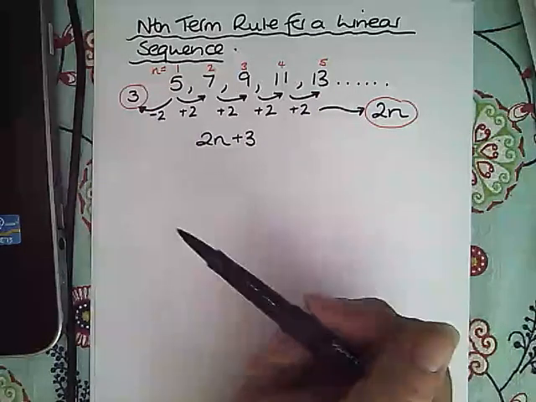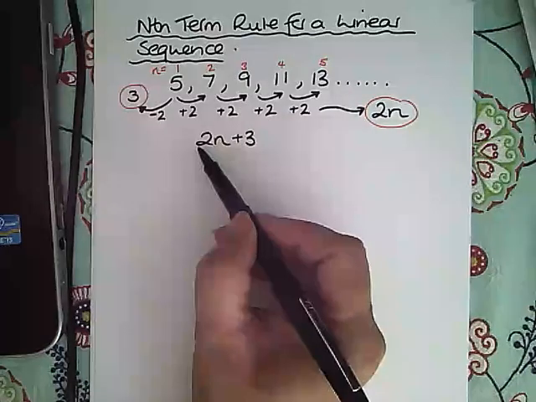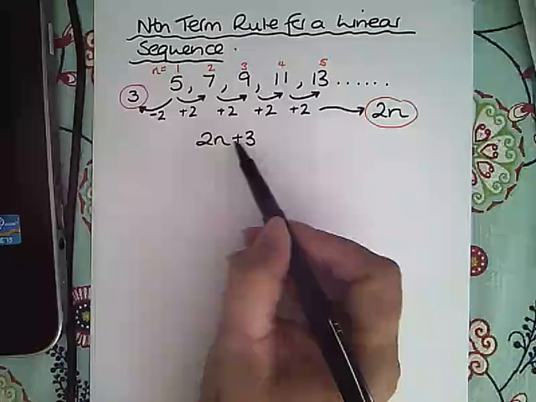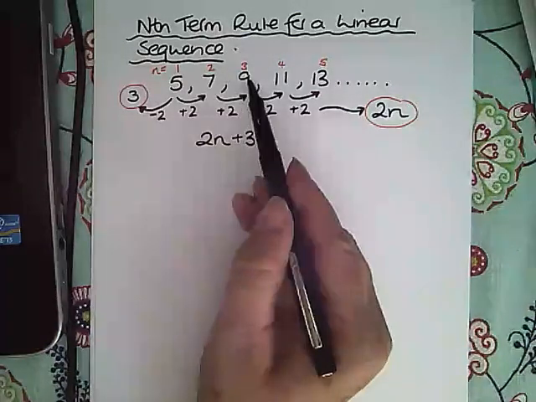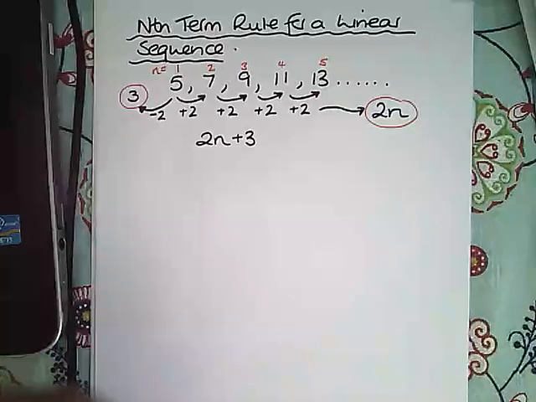For example, if I wanted the third term, n is 3, 2 times 3 is 6, add 3 would give me 9. That is indeed the third term in this sequence. Let's do another one.